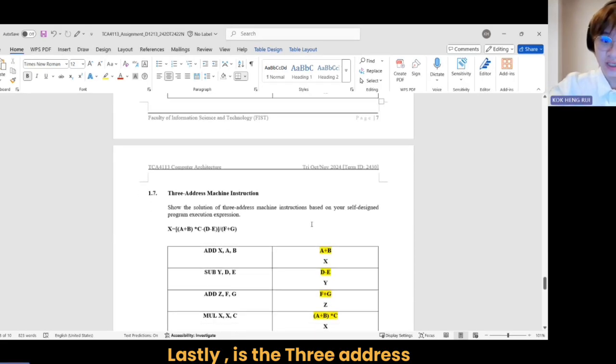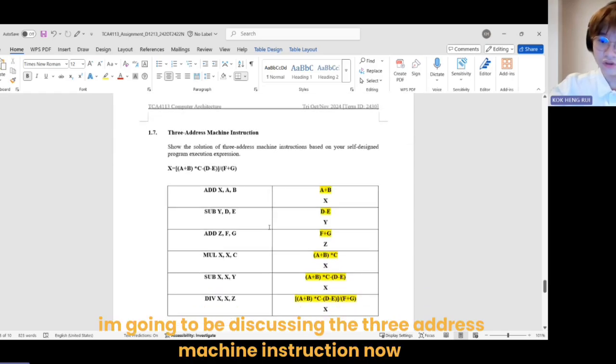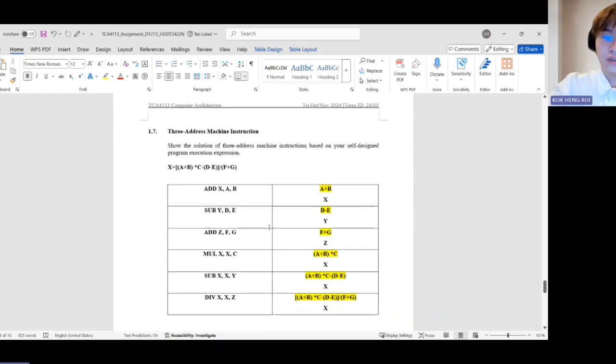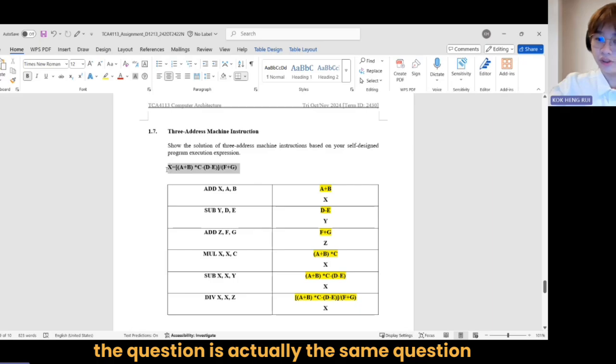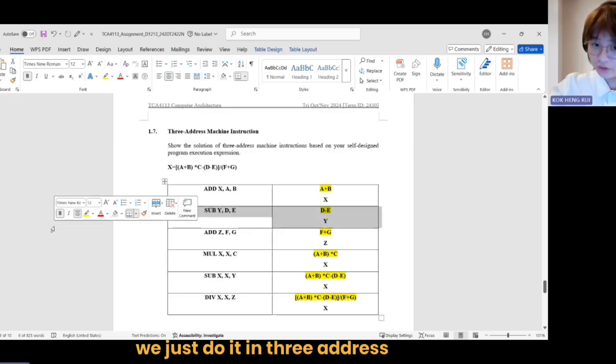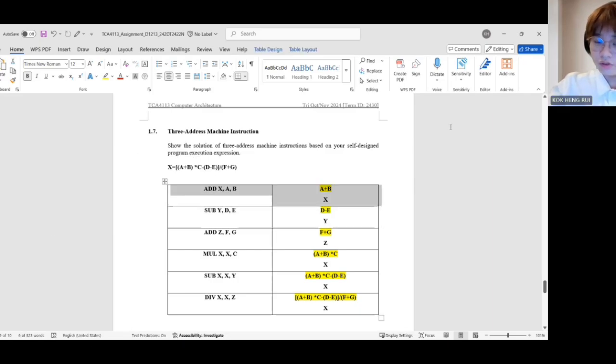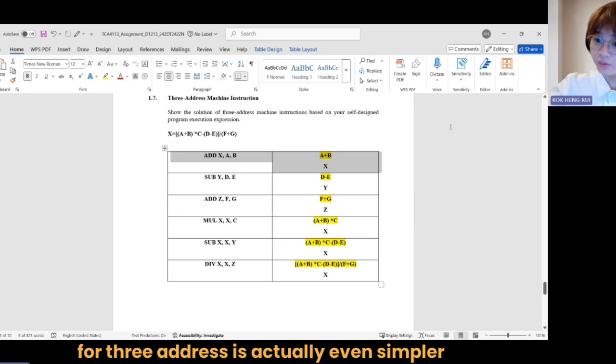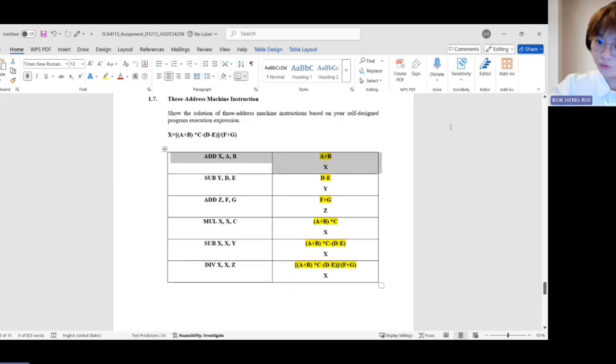Lastly is the 3 address. I'm going to be discussing the 3 address machine instruction now. This question is actually the same question, but we just do it in 3 address. For 3 address, it's even simpler. We don't even need to load or move anything. We just directly do the question. So we just do add A B into register X. So here A plus B.